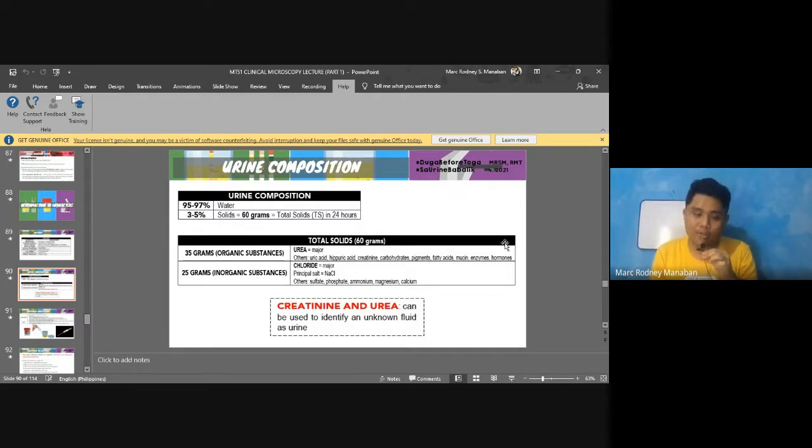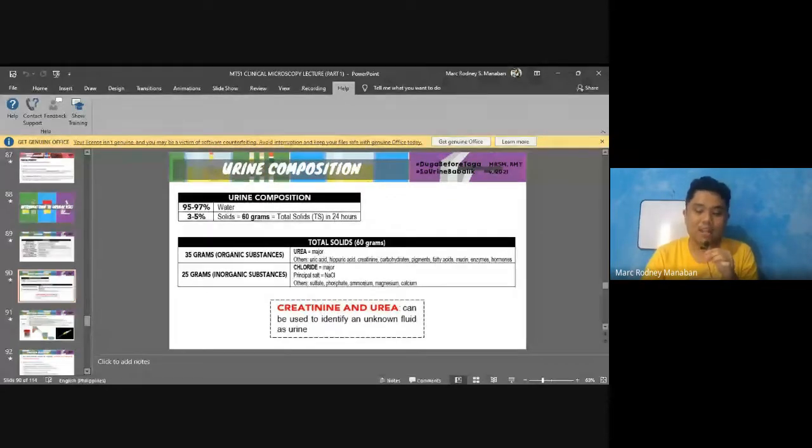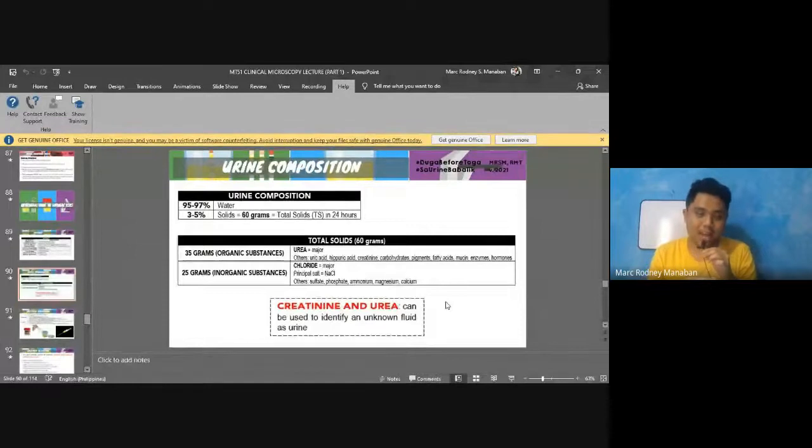Now, for the 25 grams, these are the inorganic substances. The major inorganic substance found in urine is chloride. Chloride, and the principal salt is actually sodium chloride. Now, other salts, of course, you have sulfate, phosphate, ammonium, magnesium, and calcium. The major one is chloride.